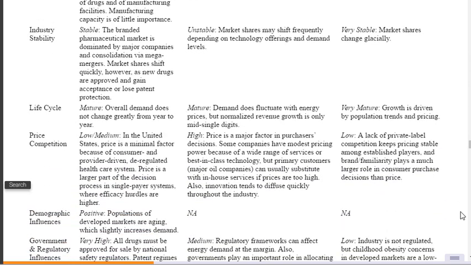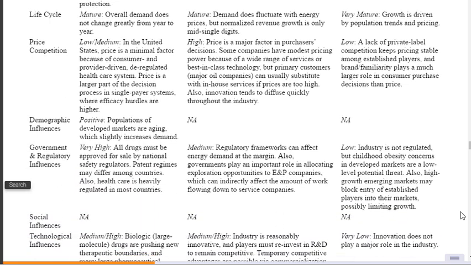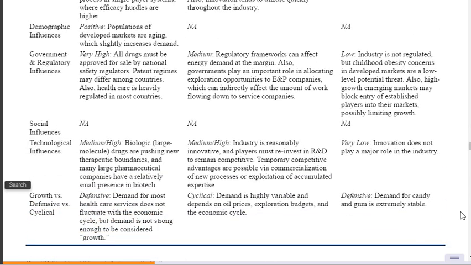Industry stability, stable, unstable, very stable. Life cycle, mature, mature, very mature. Price competition, low, medium, high price competition, low price competition. Then it gets into the demographic influences, government and regulatory, social, technological. And then finally, an important thing is whether it's growth versus defensive versus cyclical.